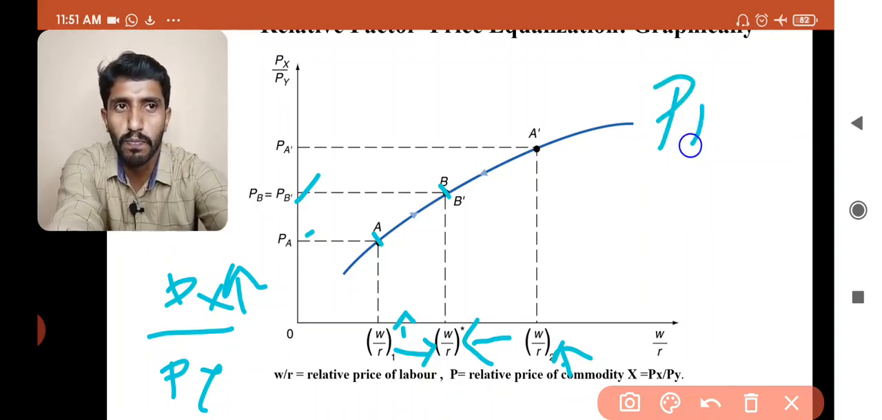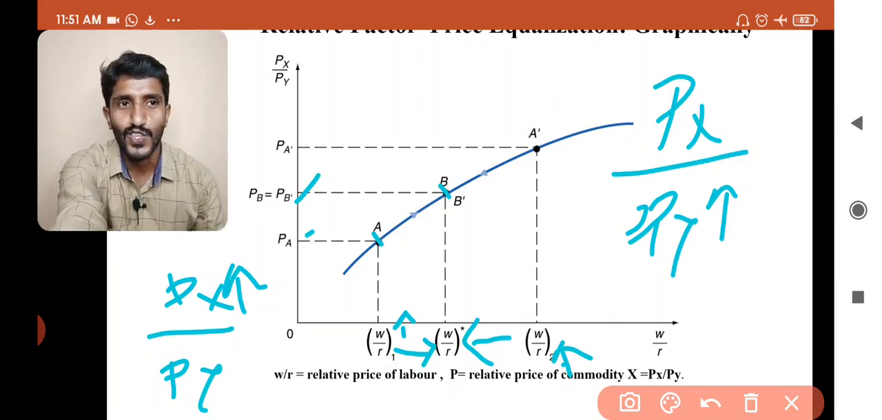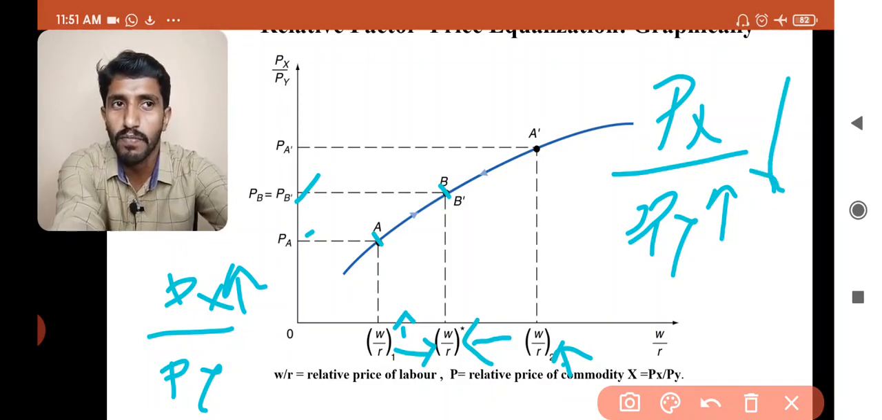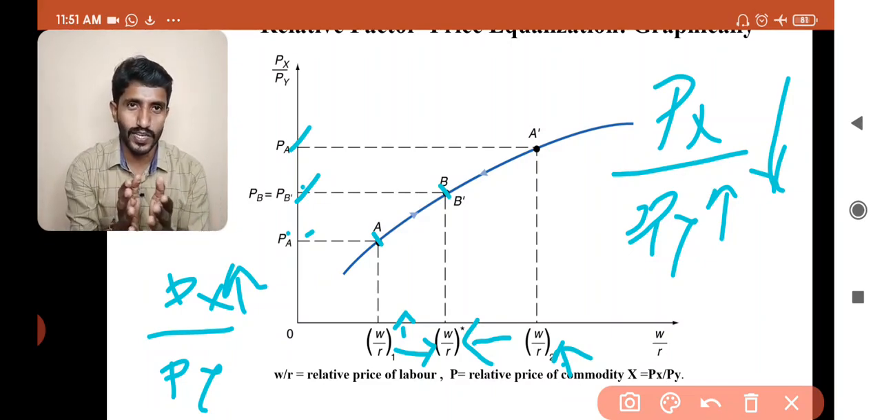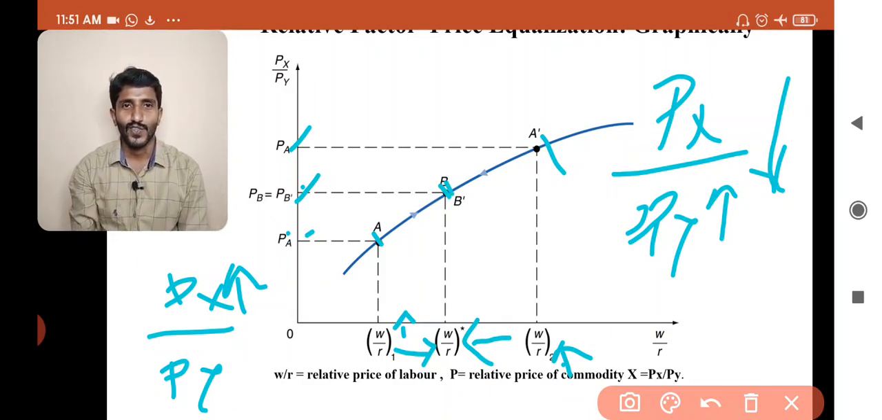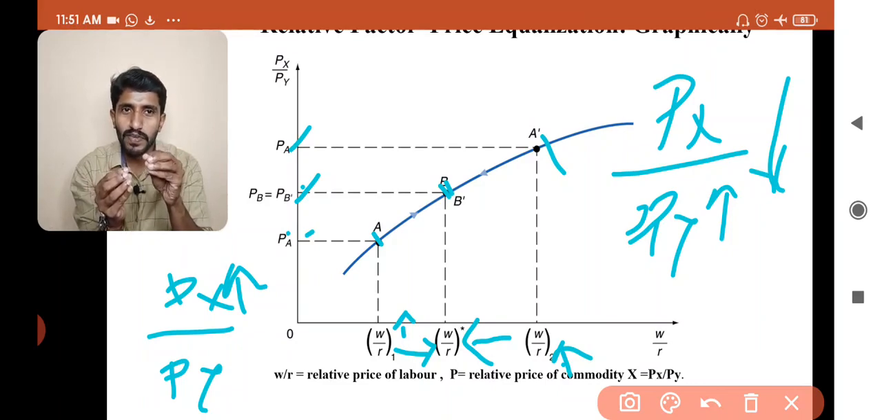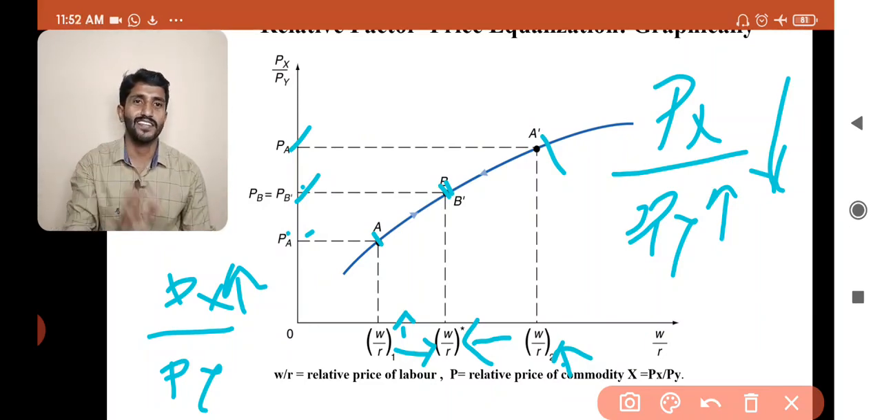Then what will happen to their commodity prices? Their commodity prices also Px divided by Py. Here the Py will increase because there is a high demand for that. So if the Py is increasing, the total value will come down. So from PA dash, they will move to PB dash. Ultimately the second country will move from A dash to B dash. So both the countries will come to B or B dash. There the factor price is equalized and also the commodity price is equalized.